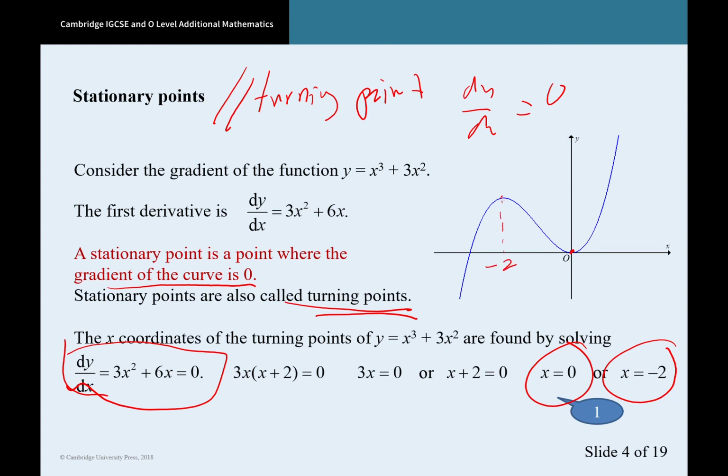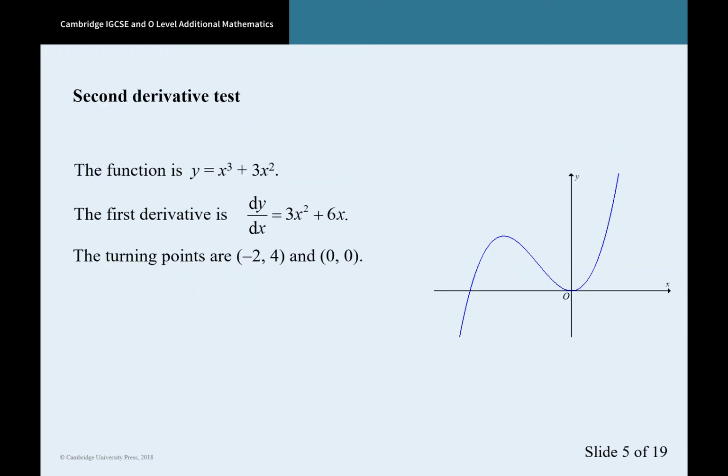So now if we look at the graph, we know that this point is the maximum point and this point is the minimum point. But how to prove it? How to determine whether the turning point is maximum or minimum? Second derivative test. We will use the second derivative test to determine whether the turning point is maximum or minimum.